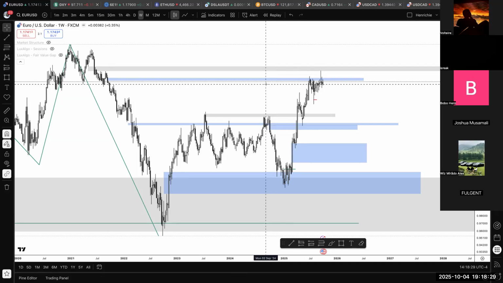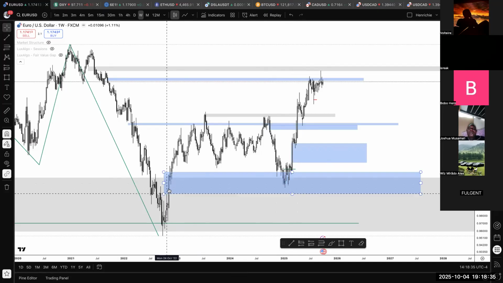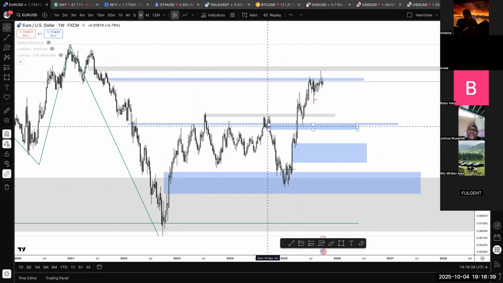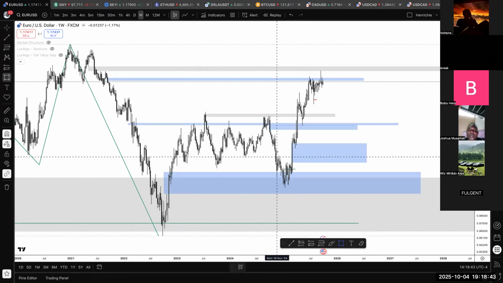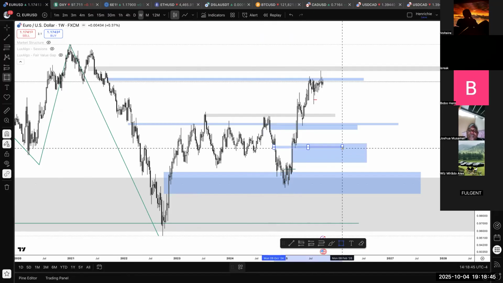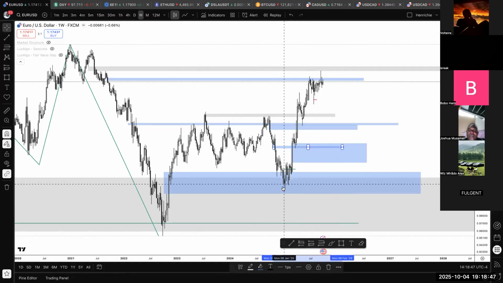Exactly. So now this is a very good example. Now you can see that you got in from down here, this inefficiency down here on the weekly, and you're targeting an inefficiency. Let's say you're targeting an inefficiency here. Let's say this is an example. You're targeting here as your exit. You got in from this inefficiency here. This is your take profit.